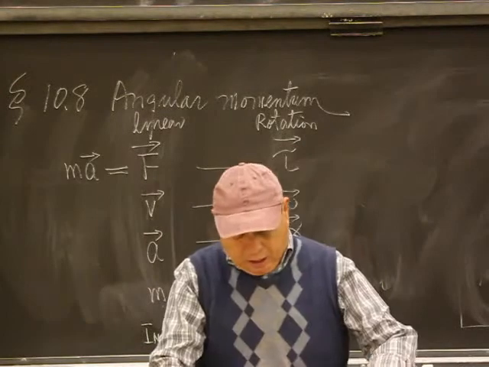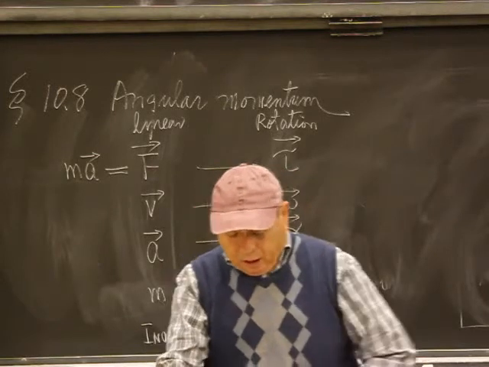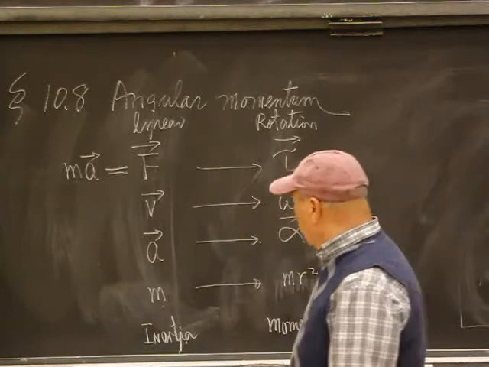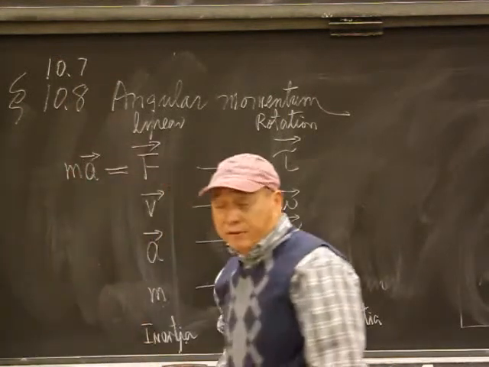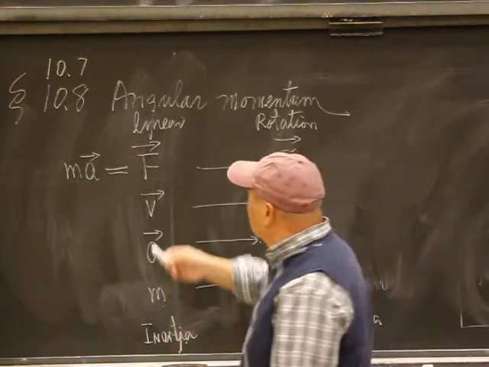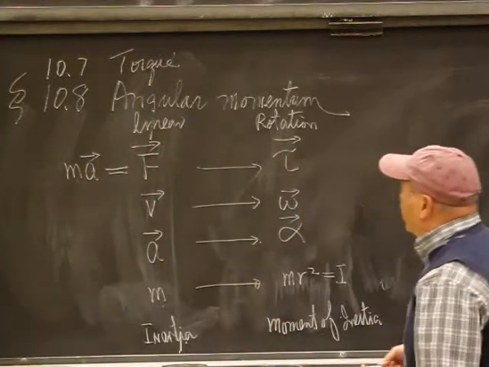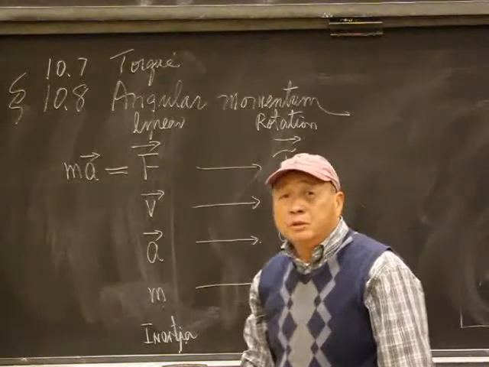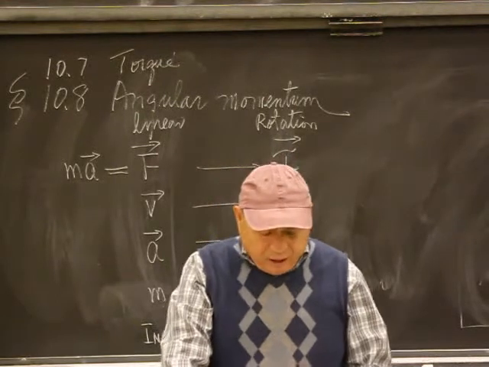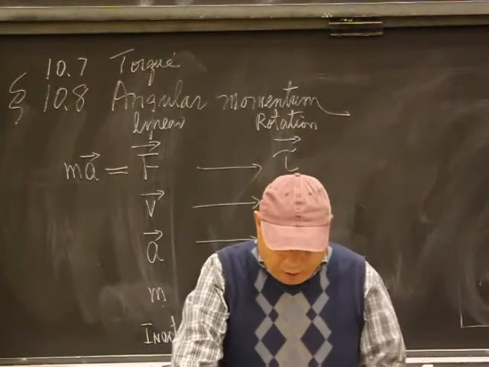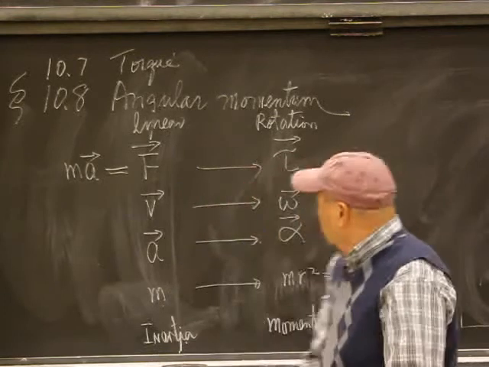So in this case, as far as tau goes, we study this. In these cases, we'd like to add another section, section 10.7. That means torque, T-O-R-Q-U-E. So we'd like to anticipate torque. Torque is equivalent to the force in linear motion. So we'd like to find out in reality what is going on with what we call tau.